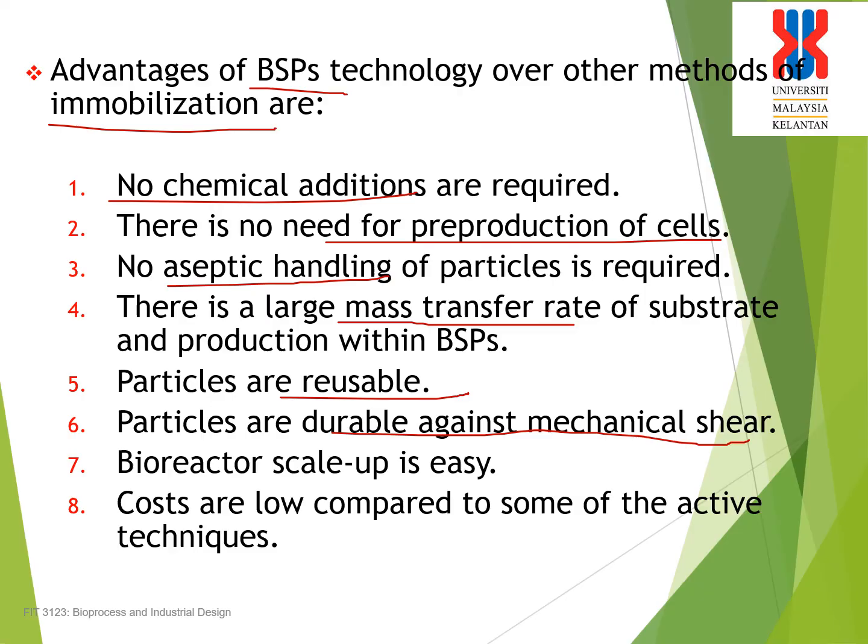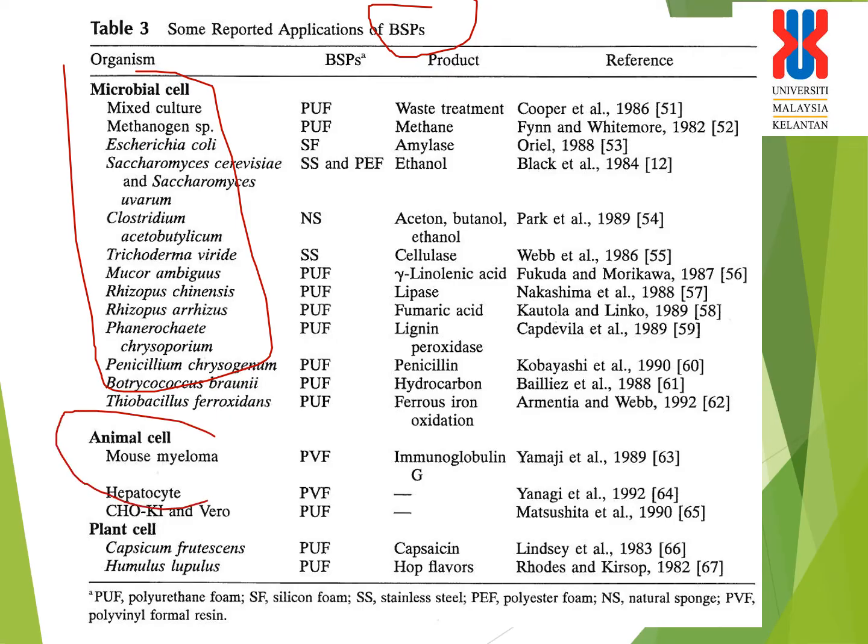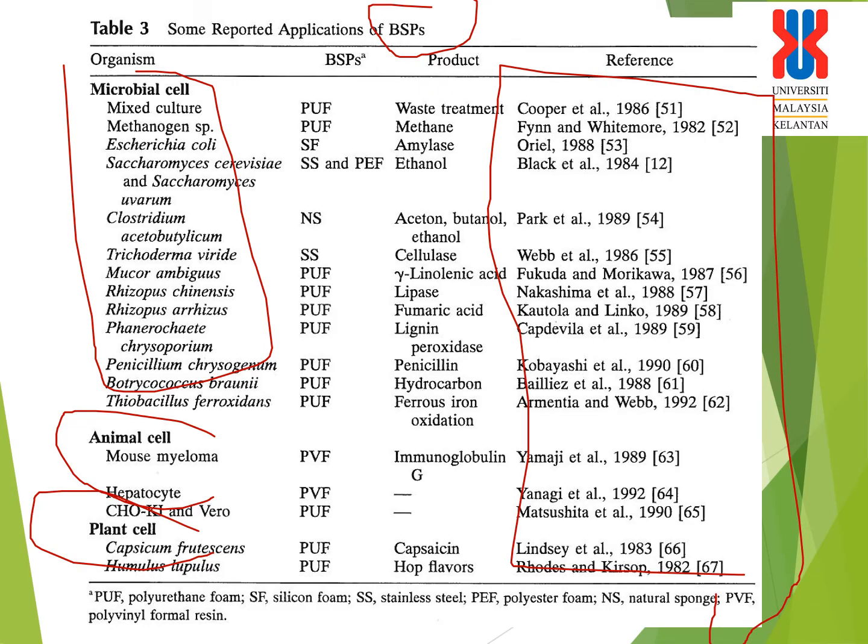So if you want to use immobilized cells inside a continuous stirred tank bioreactor, you can use this kind of immobilization method. It is easy to scale up and the cost is low compared to active immobilization, because no chemical agent is required. This is an example of passive immobilization for microbial cells, animal cells, and also plant cells. You can download all these papers and read on your own to know more about this application.